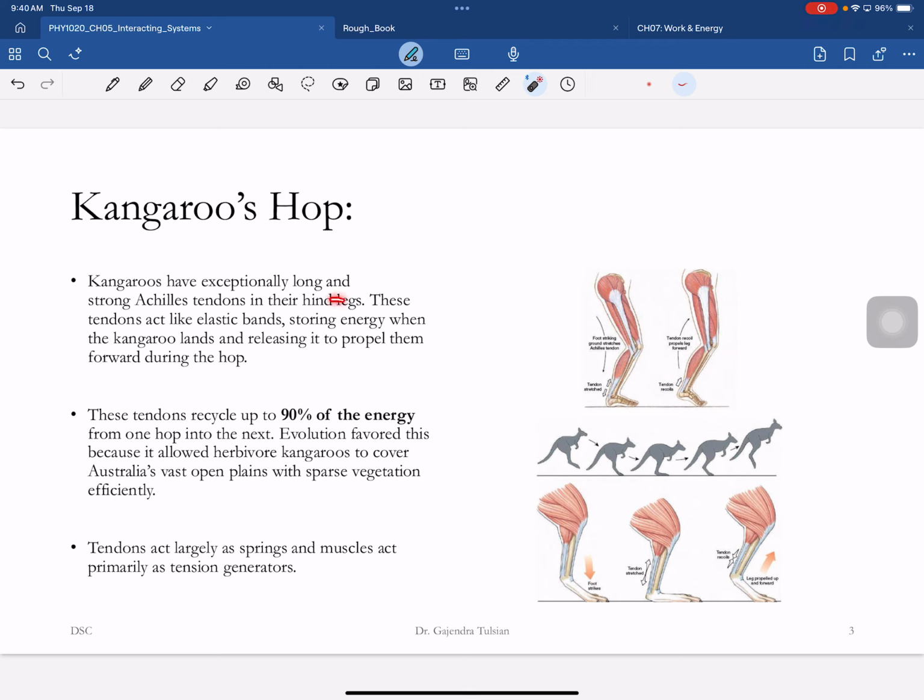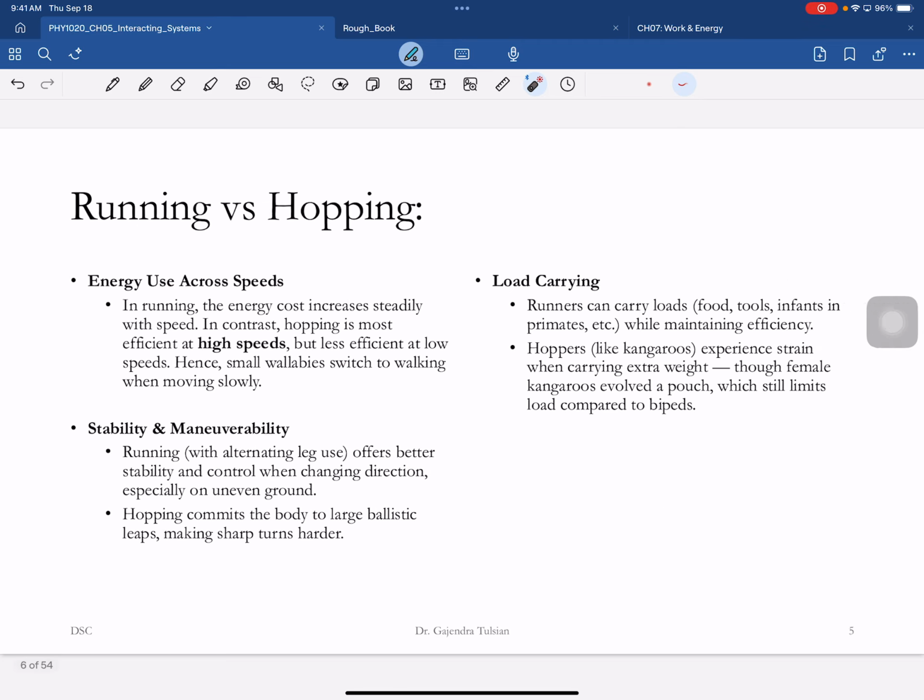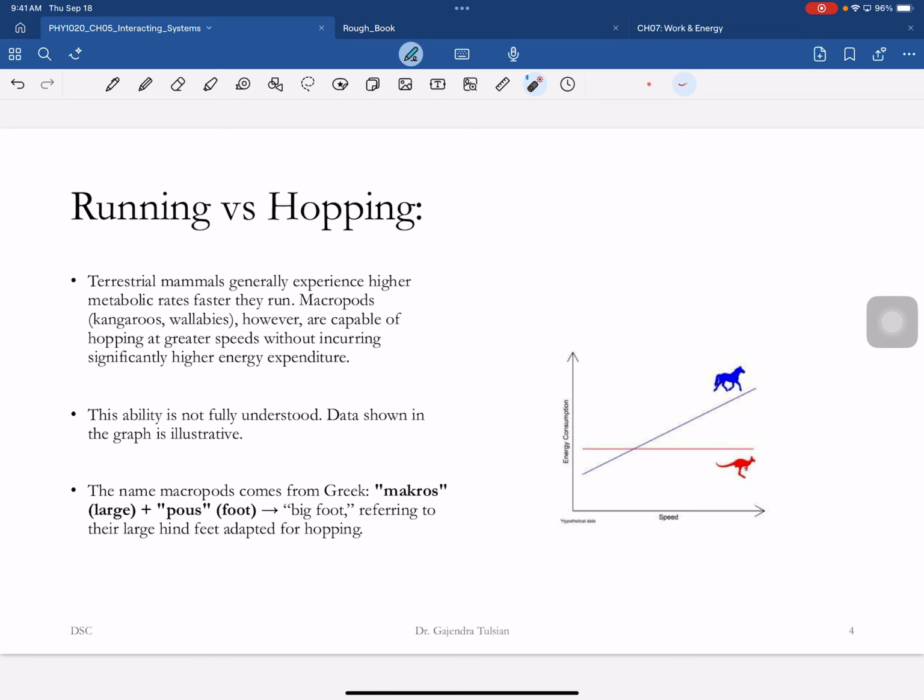They have exceptionally long and strong Achilles tendons in their hind legs. These tendons act like elastic bands storing energy. The tendons recycle up to 90% of the energy each hop. So when the kangaroo lands after a jump, the tendon stretches, and on the next jump, all that energy is given back. 90% of the energy is given back. And that's how come it's so efficient even at high speeds.